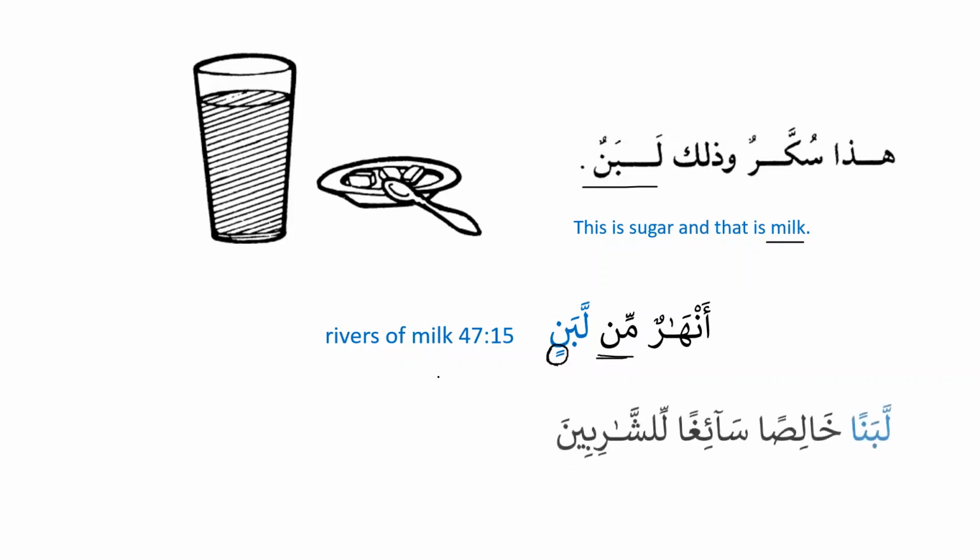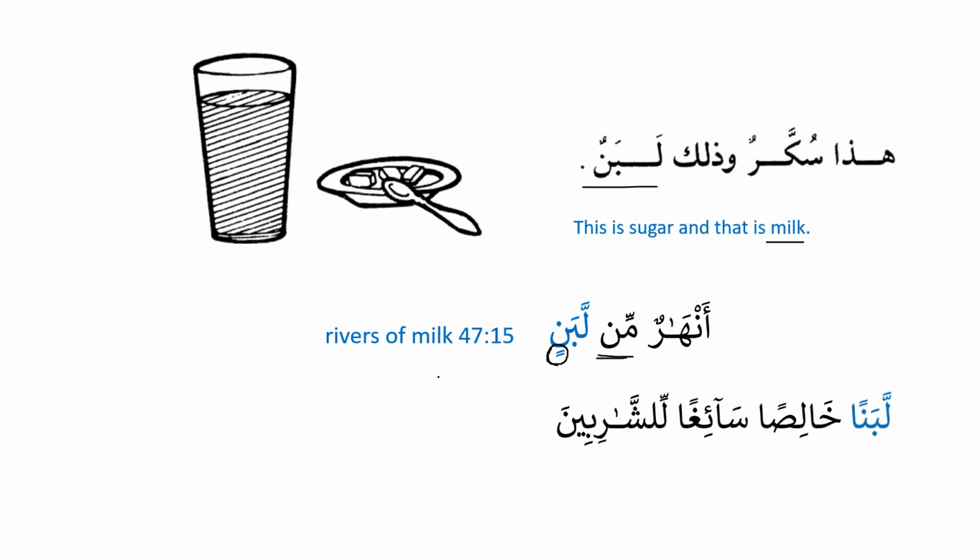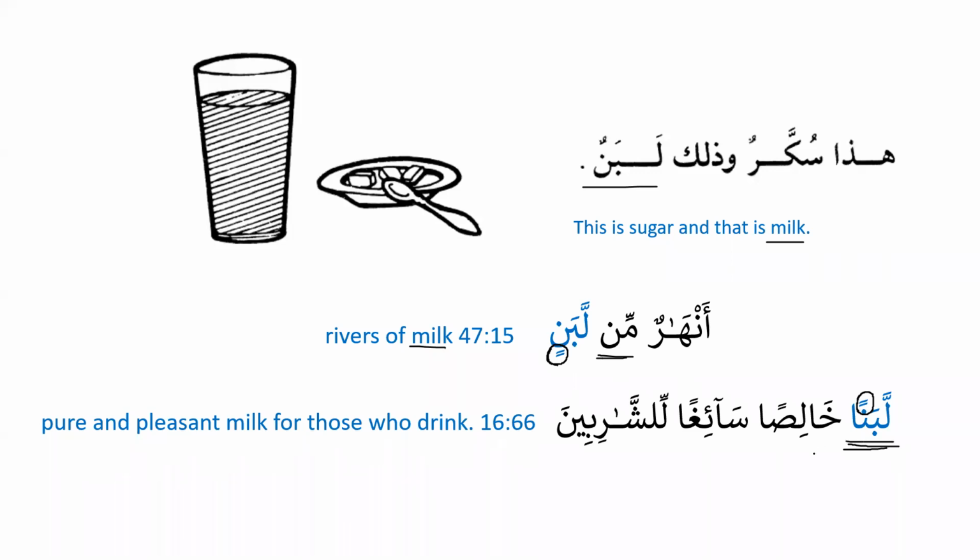And similarly, we have labanan khalisan sa'igan lisharibin. And again, we have pure and pleasant milk for those who drink. Inshallah, we will all drink it in Jannah. So we can see over here that laban is used for milk here, and also we can see that laban is used for milk here. However, the status is different. And inshallah, that is the most important thing that we will keep on learning with the passage of time. One thing you already know, that after min, the noun is always majroor. It takes kasra or kasratain. So you know this one. Only this thing we need to know. And inshallah, when we learn more, we will know about it.